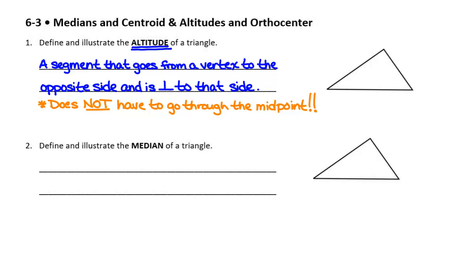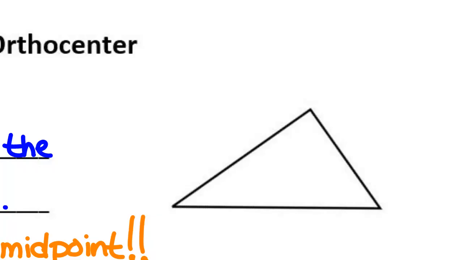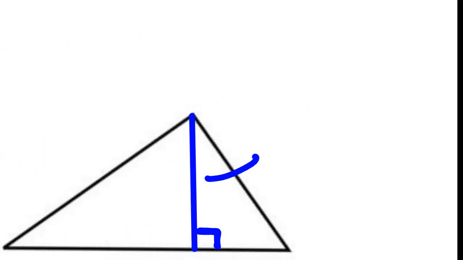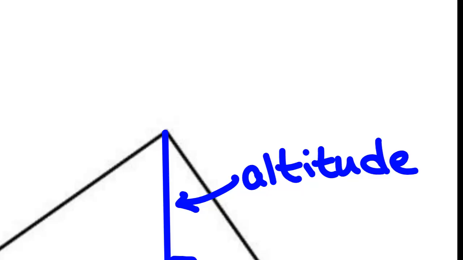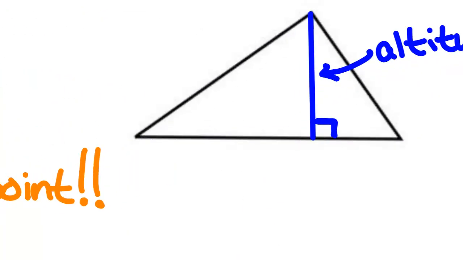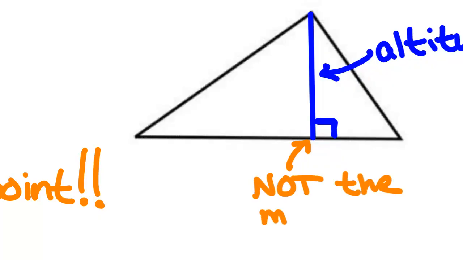All right, so we're going to draw in our altitude. I'm going to start at this top corner, and we're going to go straight down to the bottom. And where it hits the bottom, it makes a right angle. This is my altitude. This point right here is not the midpoint.